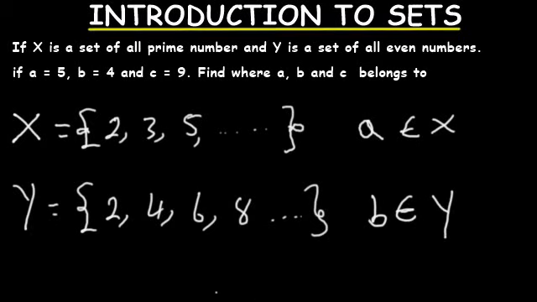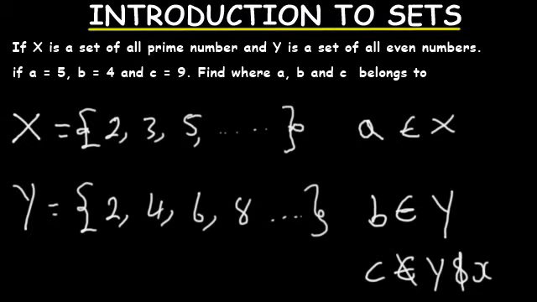Now the last one is 9. Where can we find 9? It turns out that 9 is an odd number and not a prime number, because a prime number can only be divided by itself and 1, but we can still use 3 to divide 9. So therefore c is not an element of both Y and X. Hopefully you guys are now familiar with how to relate elements and sets together.